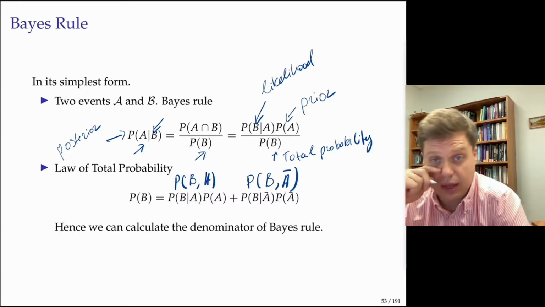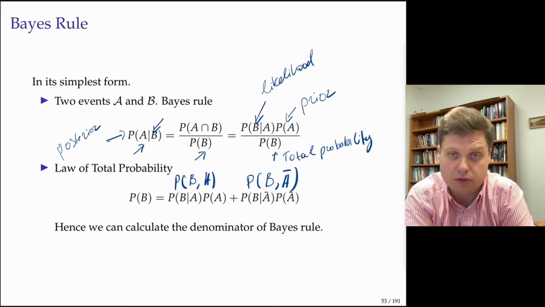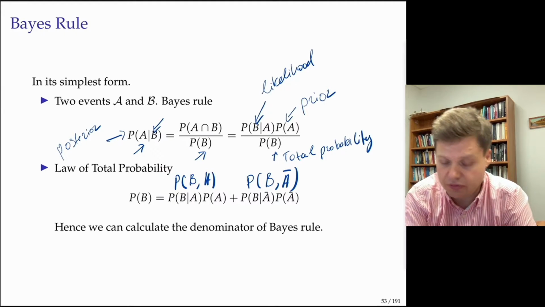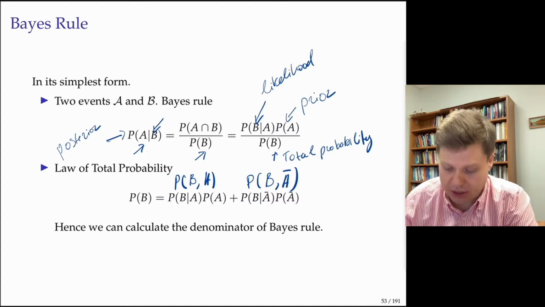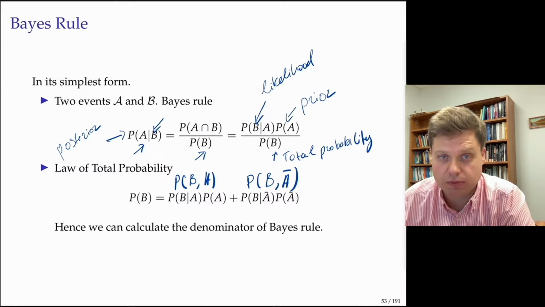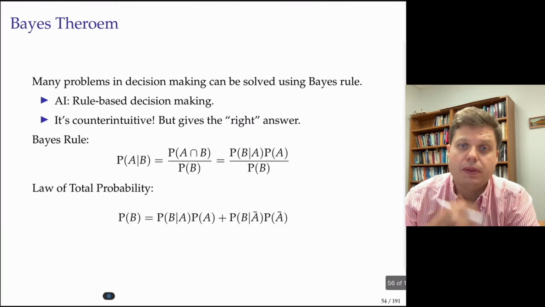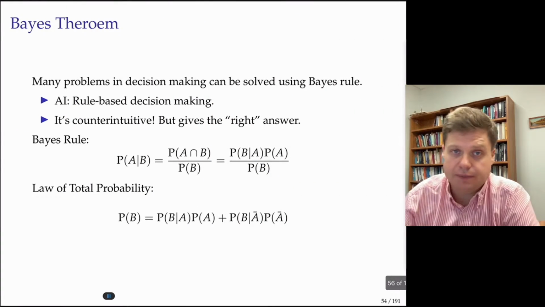over evidence B. And the total probability, of course, we know how to calculate. You just have to marginalize A. You take the joint over A and B and marginalize A from this joint to calculate the total probability. Okay, so that's Bayesian updating.